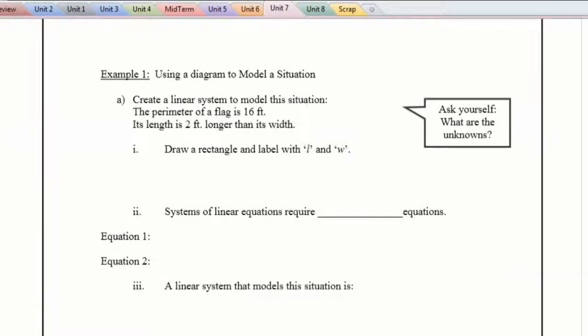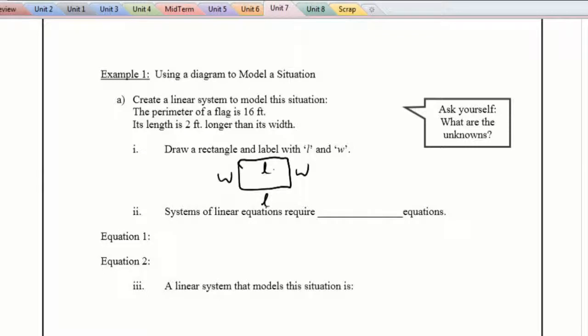So essentially you're trying to figure out how big the flag is in terms of length and width, but it doesn't give you any direct information. It's kind of indirect information. It says the length is 2 feet longer than the width, but you have no idea what the width is. So let's draw a rectangle. This is my rectangle. I have a width, I have a length, and I have a length. So there is my rectangle.